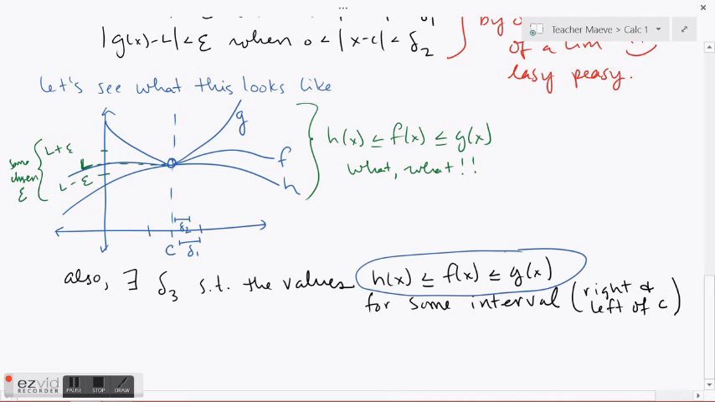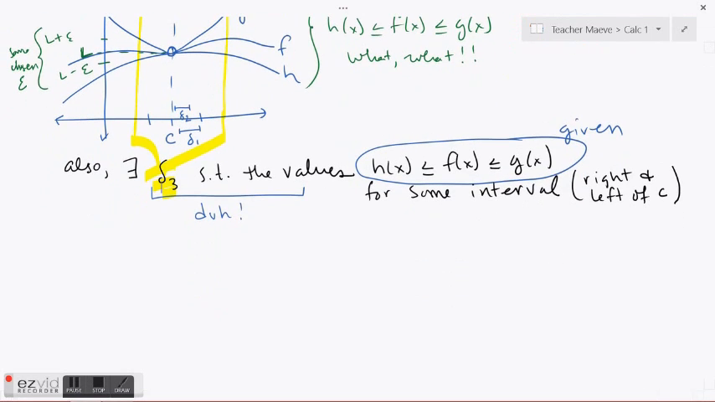Hey, that's exactly what we were saying to begin with. This is what we were given. We were given that f of x is in the middle. Duh. If we were given that that's true, of course, automatically we have some sort of delta 3 such that this is true. I drew it right there on my graph, right? The g is bigger than the f, which is bigger than the h. The f is squeezed in between. That must be true on some delta 3 plus or minus our c.